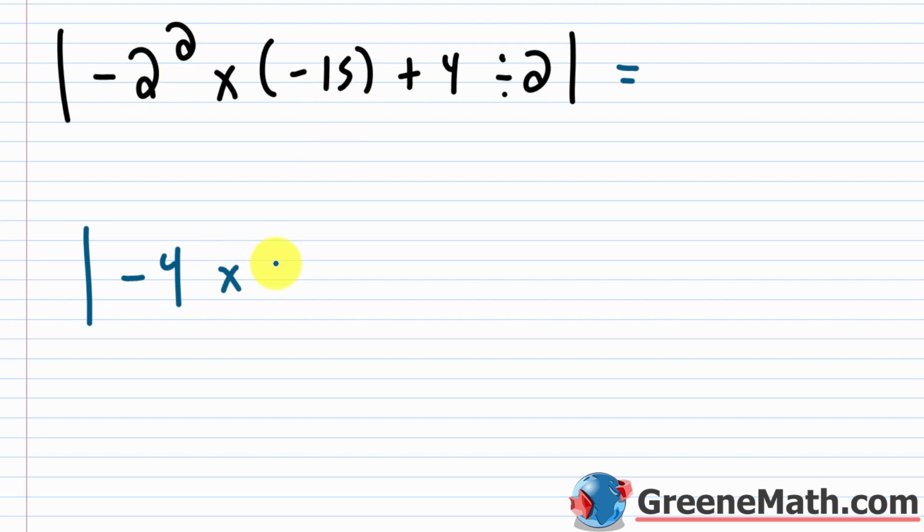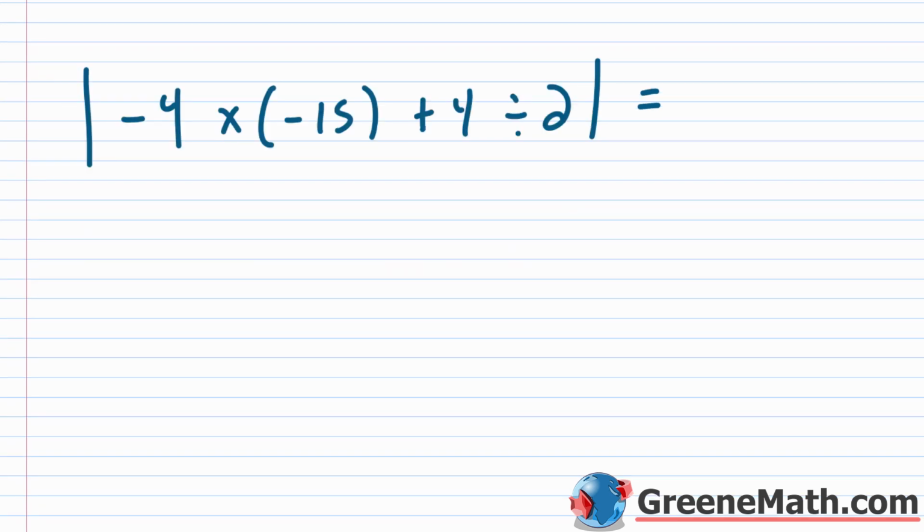Then times. Here you have this negative 15, and then plus 4, and then divided by 2. Let me close that down. And now I'm thinking about, okay, I have multiplication, addition, and division. Multiplication and division are on the same priority level. They are worked left to right. So this one is to the left of this one. So I'm going to multiply first. So negative 4 times negative 15, negative times negative is positive, 4 times 15 is 60. So this right here, I'll put the absolute value of 60, then plus 4, and then divided by 2.